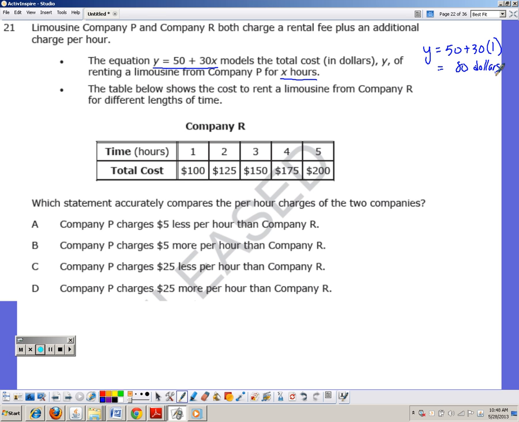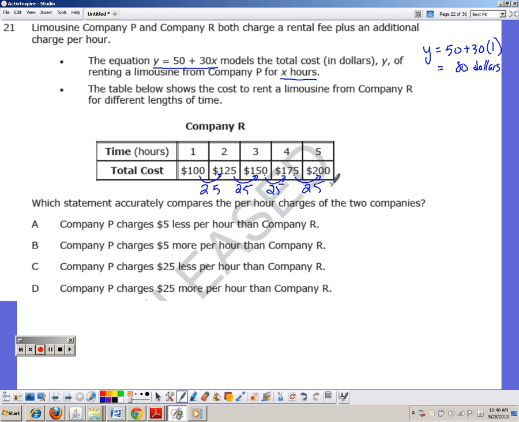Okay? The table below shows the cost to rent a limousine from company R for different lengths of time. Okay. 1 hour is 100. 2 hours is 125. 3 hours is 150. 4 is 175, and 5 is 200. So what's the difference per hour each time? How can you go from 100 to 125? 25. How can you go from 125 to 150? From 150 to 175? Okay. Each time is 25.